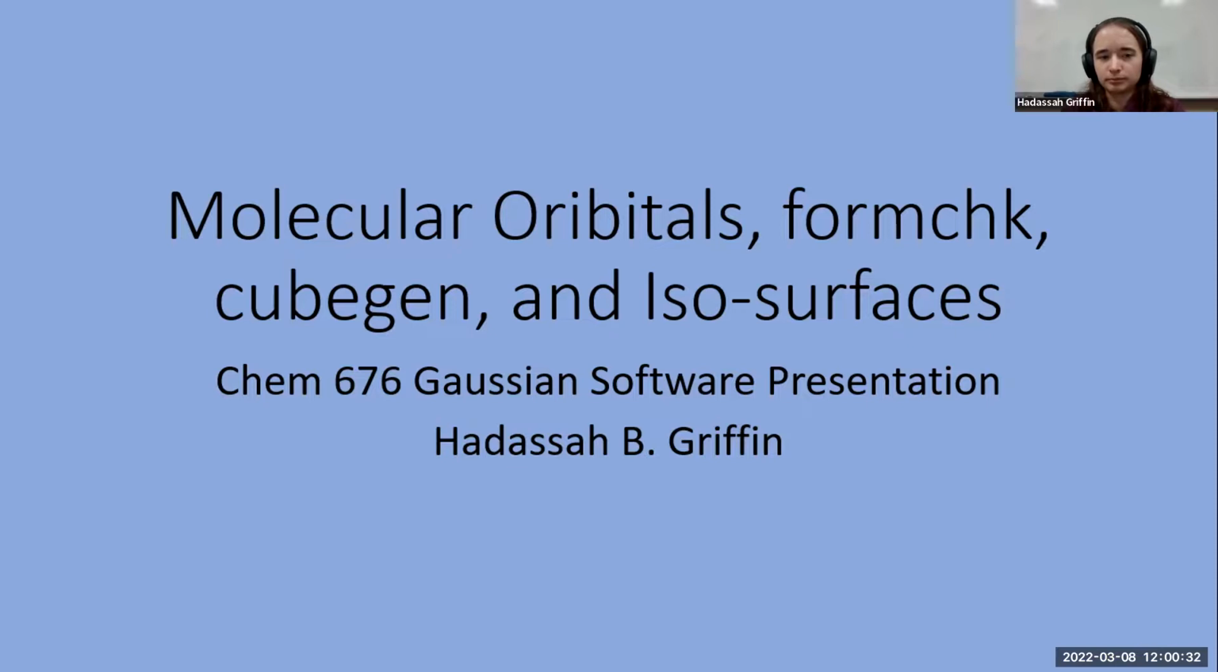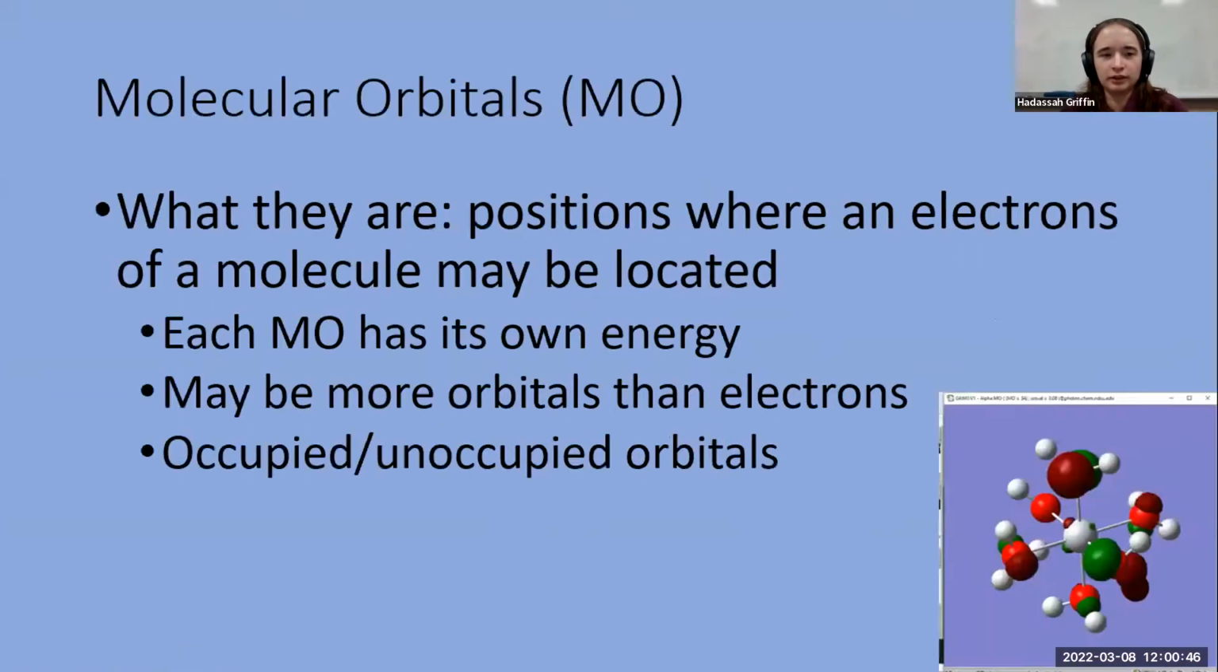All right, so my presentation is on molecular orbitals, formchk, cubegen and isosurfaces, and it's a similar topic to what we've seen. I'll talk a little more about the aspects if you have an open shell orbital. Molecular orbitals in general, as people have mentioned, are positions where an electron of a molecule may be located, and each molecular orbital can have its own energy.